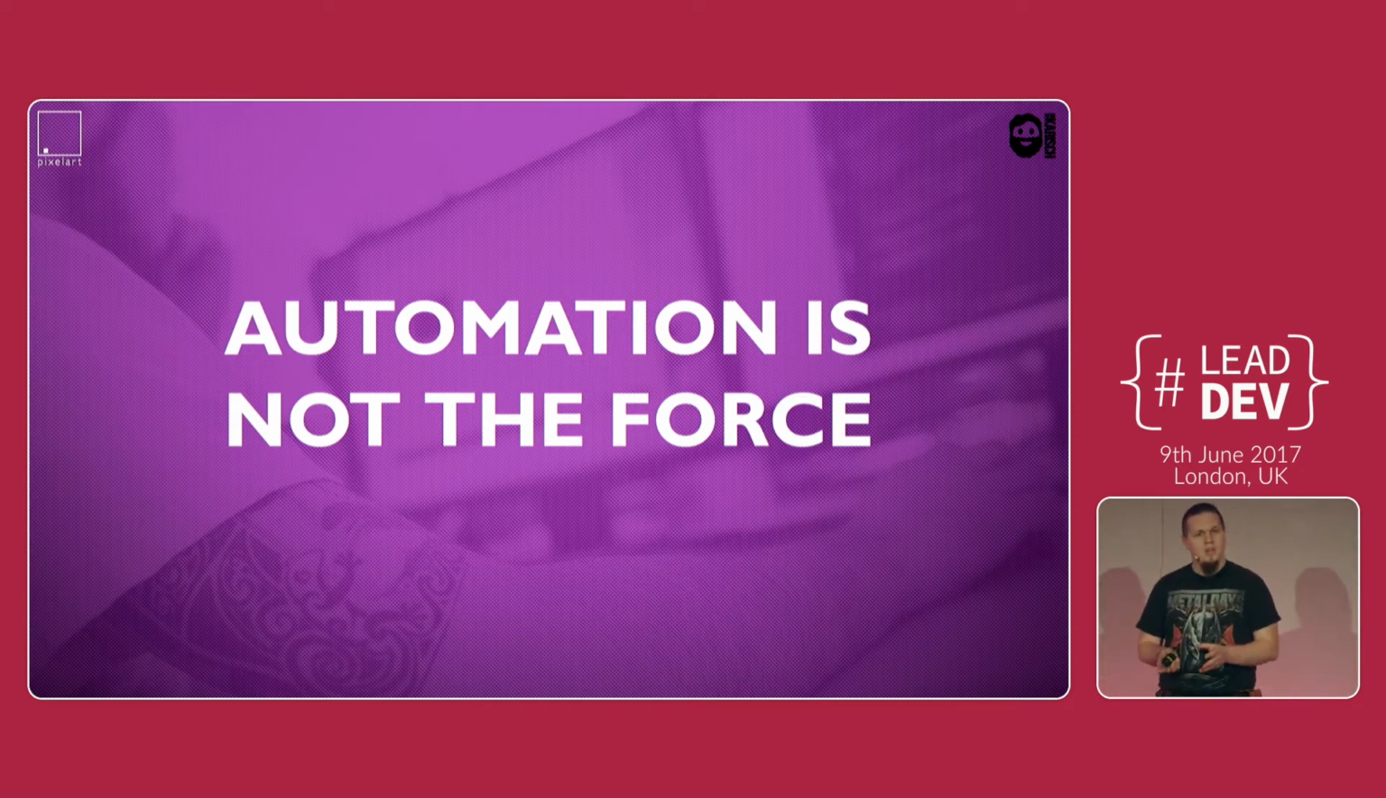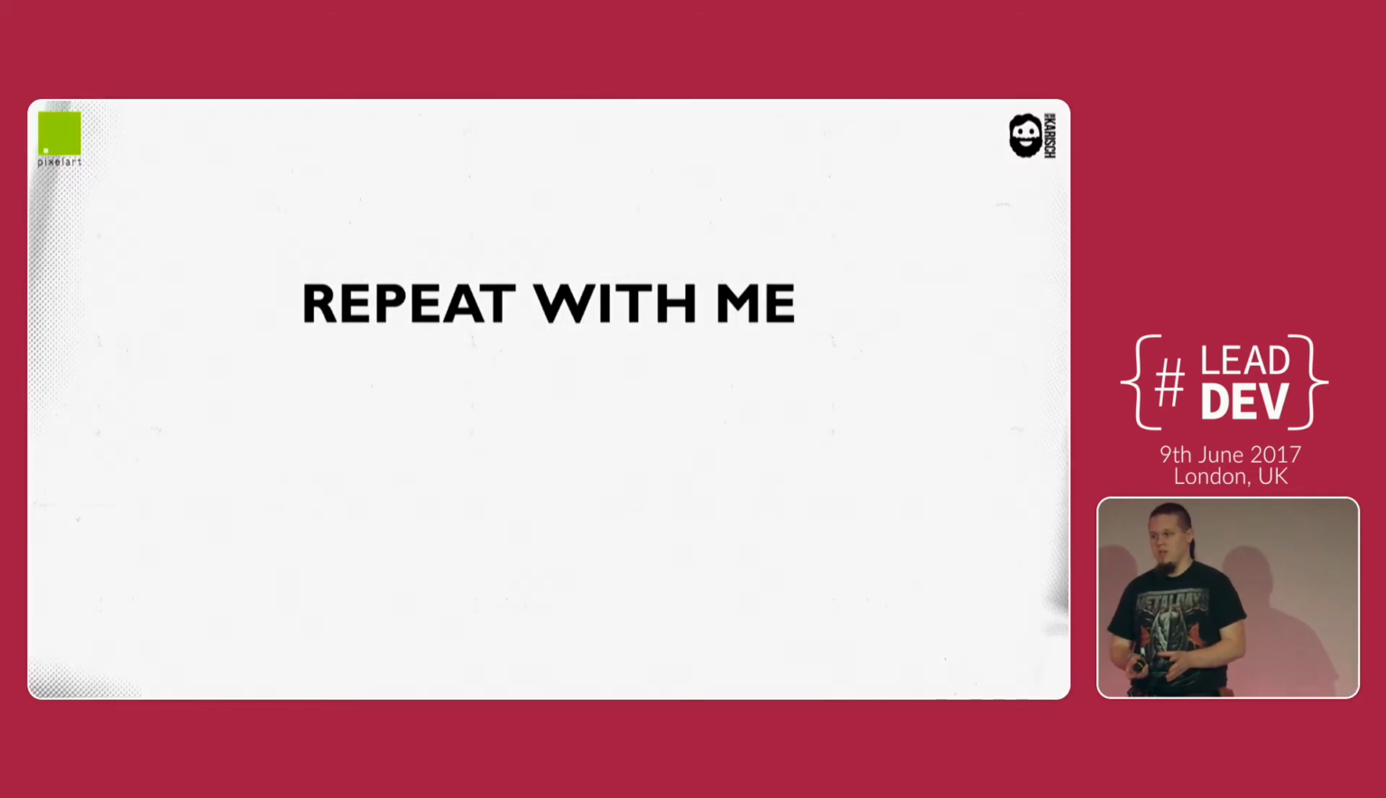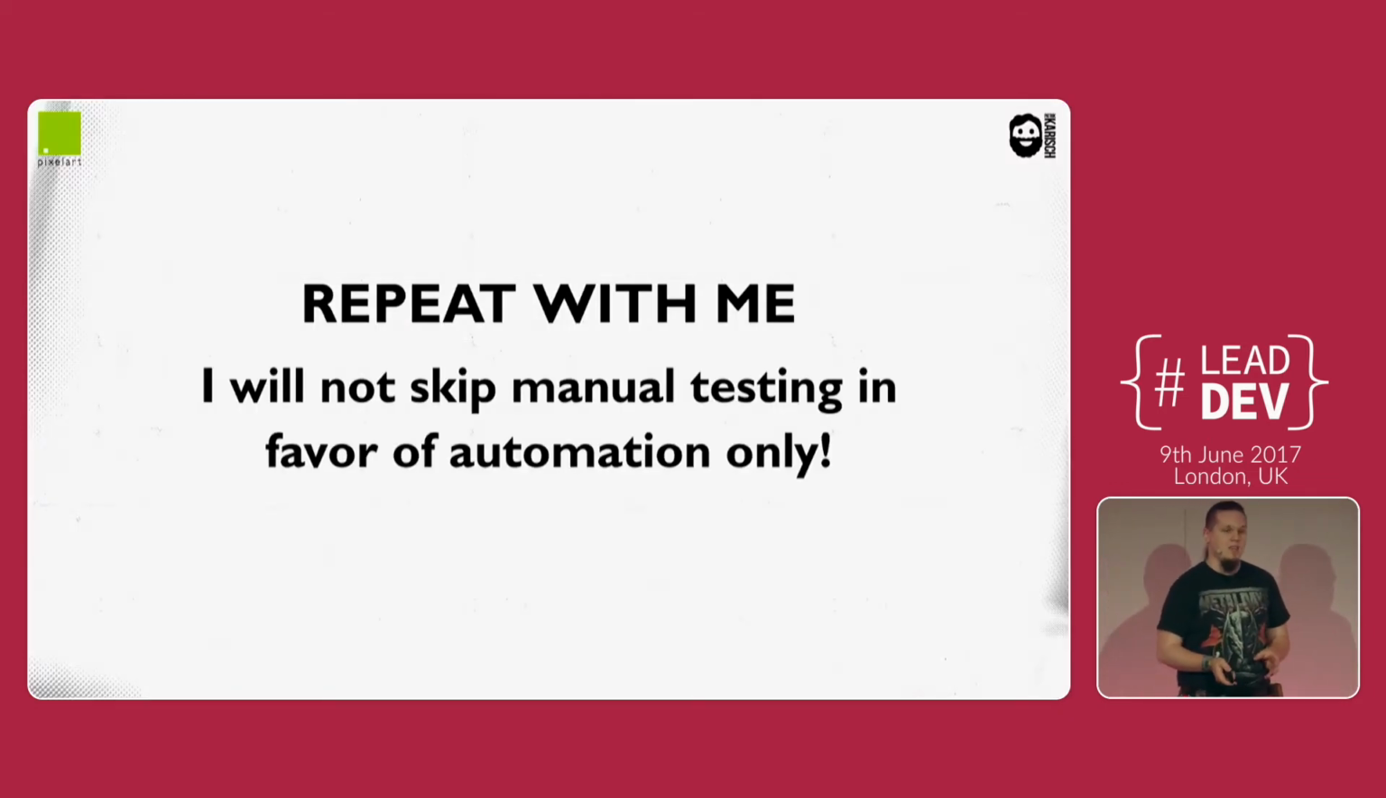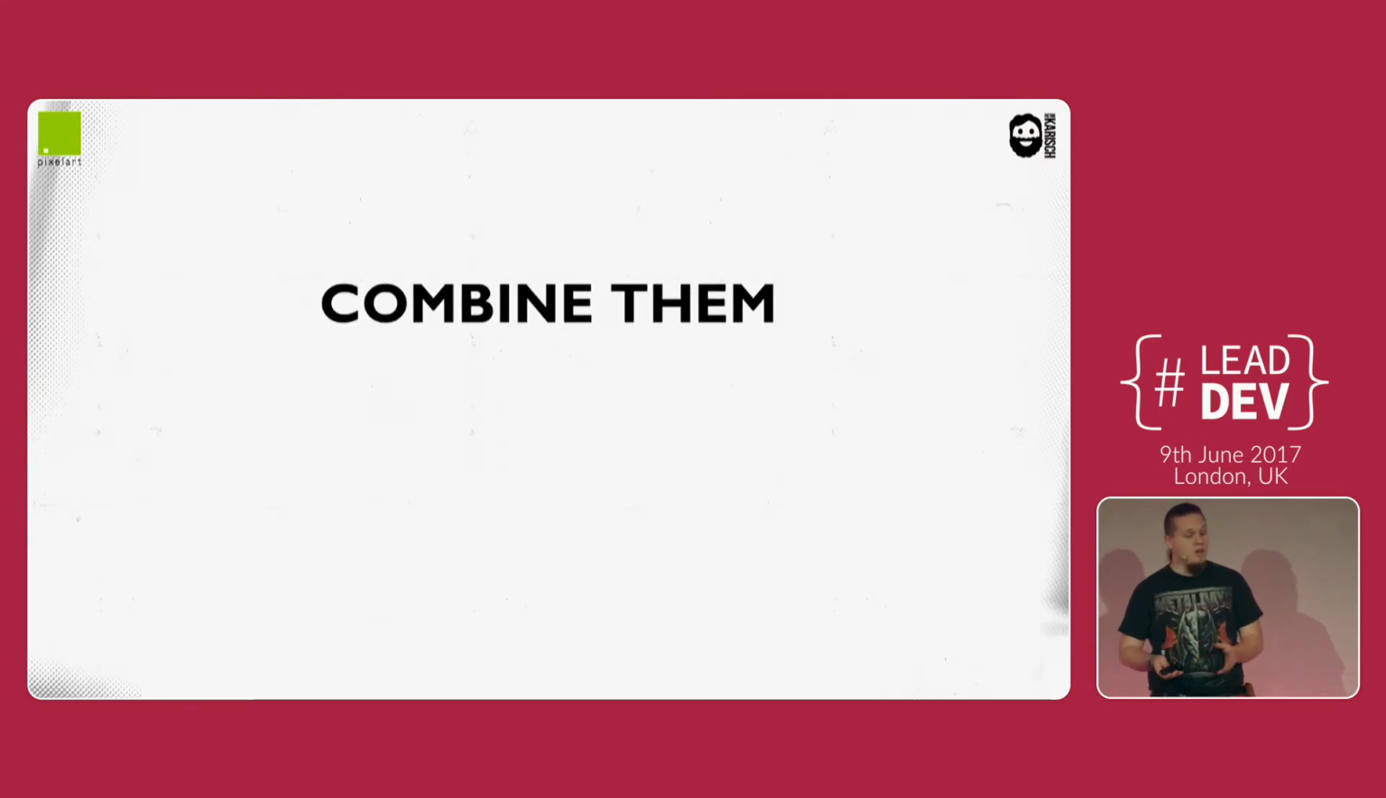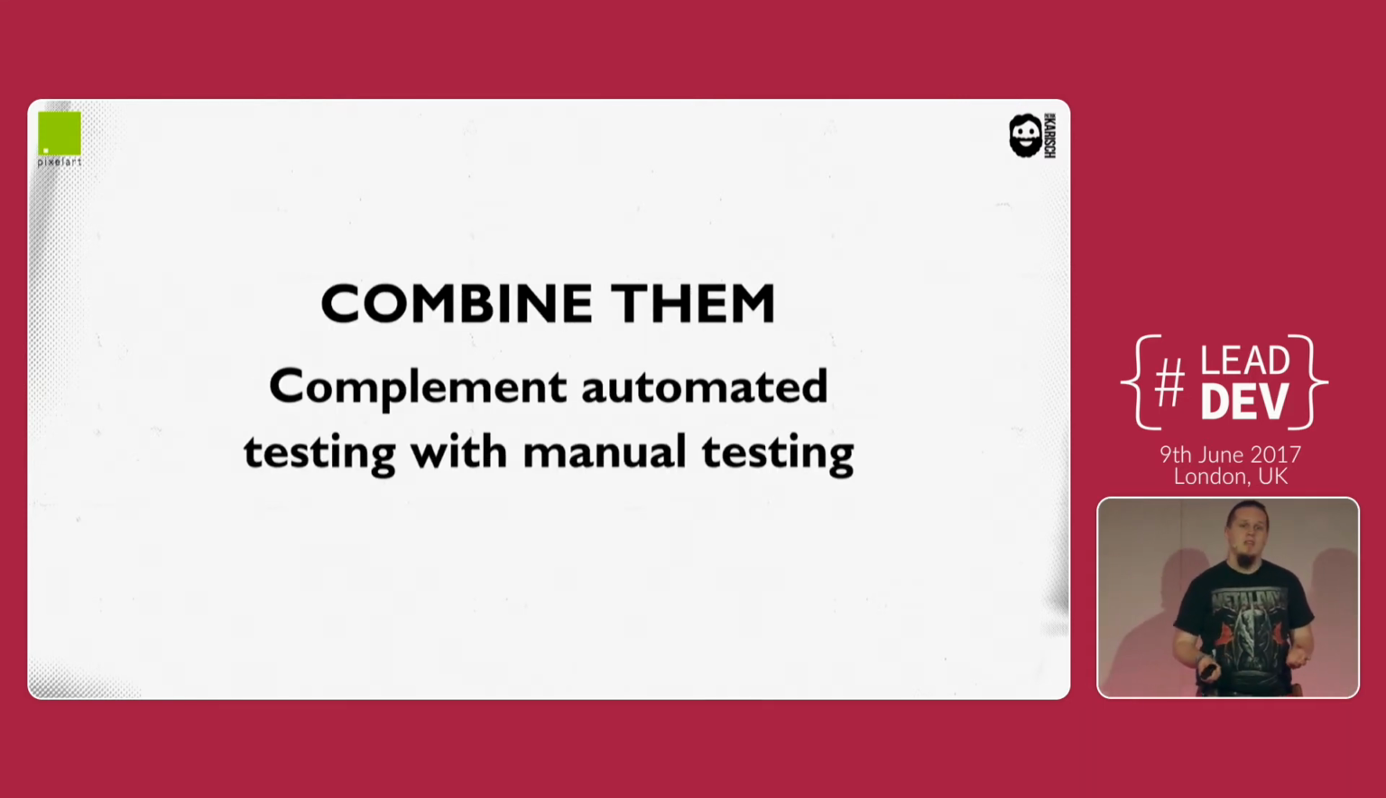So, automation is not the force. You should complement your manual testing with automation testing. Repeat with me. I will not skip manual testing in favor of automation only. Please repeat with me. I will not skip manual testing in favor of automation only. Thank you. That's not only for accessibility testing, that's for all automation steps. Manual testing is still a part of your testing pyramid. So, combine them. Complement automated testing with manual testing.